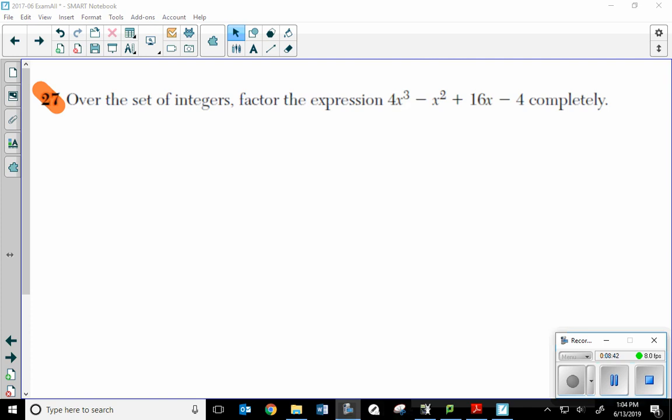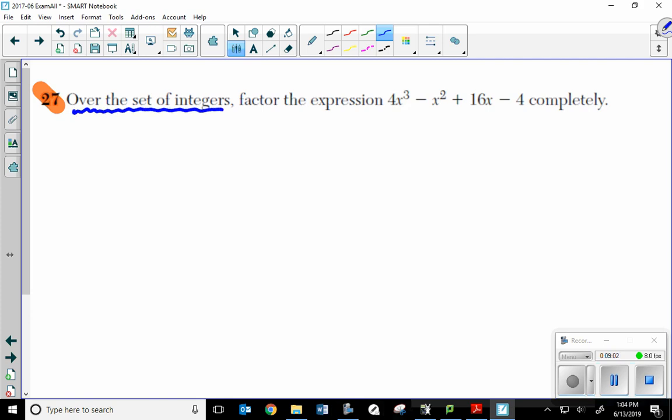Most two-point problems are simple. Don't overcomplicate them. Let's read 27. Over the set of integers, factor the expression 4x cubed minus x squared plus 16x minus 4 completely. So I might have students that say, what does this mean, over the set of integers? Okay, let's, for 1 second, not care about this. What does the rest tell you to do? Factor this expression completely. Just worry about factoring the expression completely. That over the set of integers part is not significant to this problem, and it's just extra stuff that you really don't need to worry about.